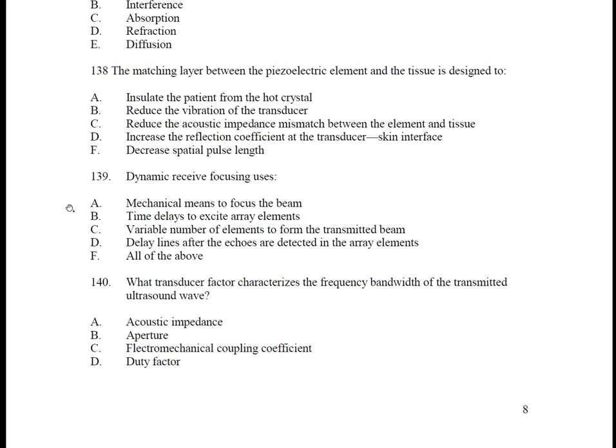Next, let's move on and look at question number 139. This is a question related to focusing. The question asks you to choose the option related to receive focusing. There are mainly two types. There is transmit focusing and receive focusing. In the case of transmit focusing, it is a method that induces focusing by applying a delay when sending the signal initially. For receive focusing, the difference is that the returning signals are received sequentially to achieve focusing.